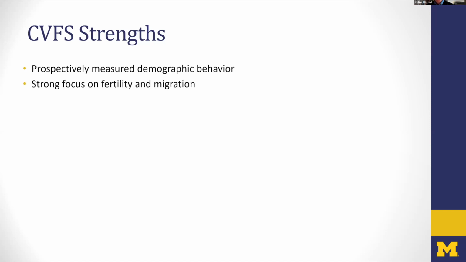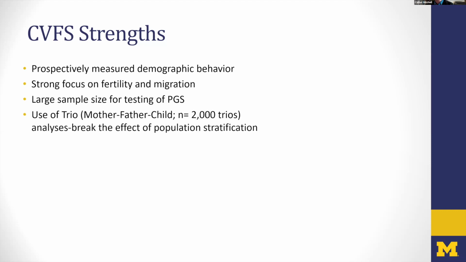Strong focus, incredibly strong focus on fertility and migration. Some of the best measures on fertility and migration that we could have. Large sample for testing polygenic scores. Keep in mind, again, there might be that issue of if it's coming from a European ancestry, it may or may not predict as well.